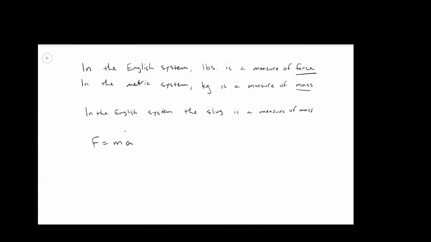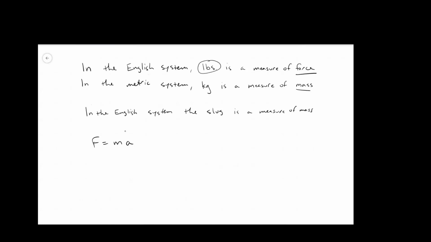And so if you need the force on an object and you're given kilograms in the metric system, what do you have to do? You got to get the force from that, right? So how do you do that? You have to multiply it by gravity first, right? Now, in the English system, you don't have to multiply by gravity because force is already included in the pound system, right? Gravity's already there.